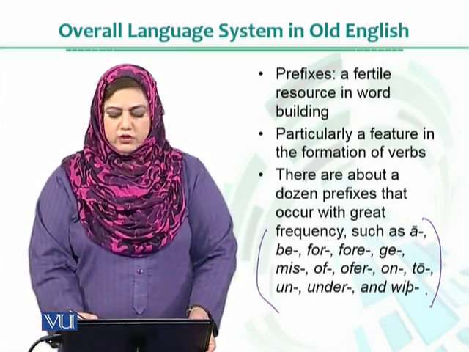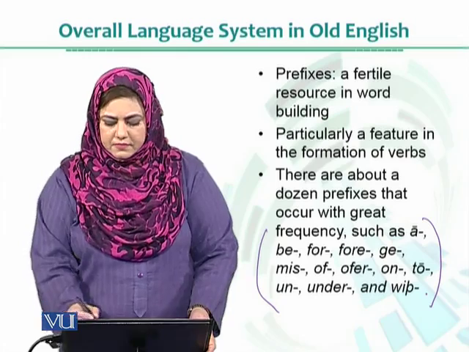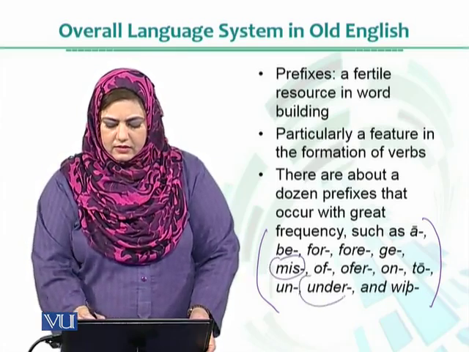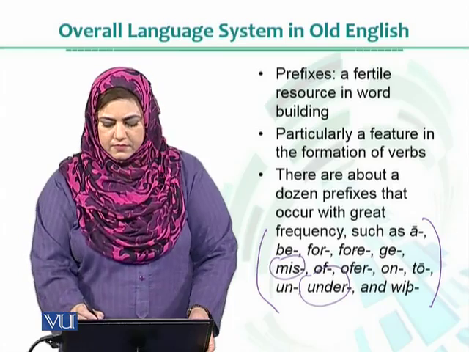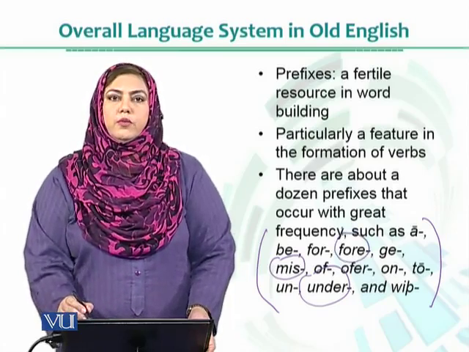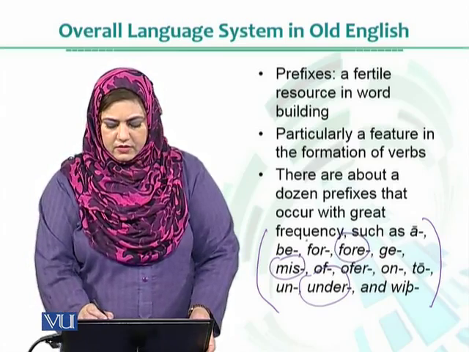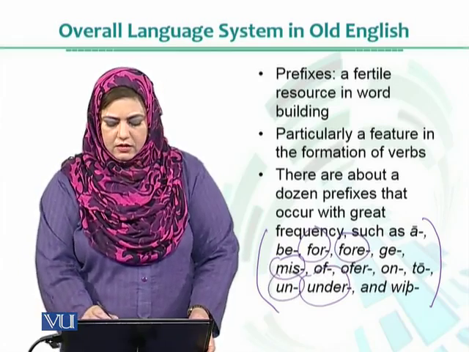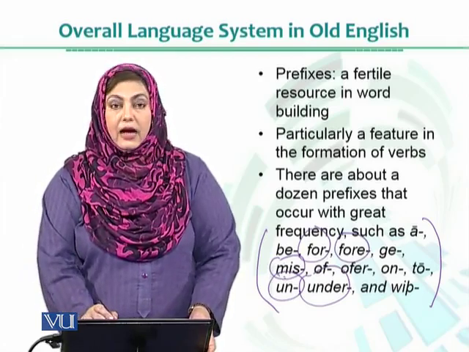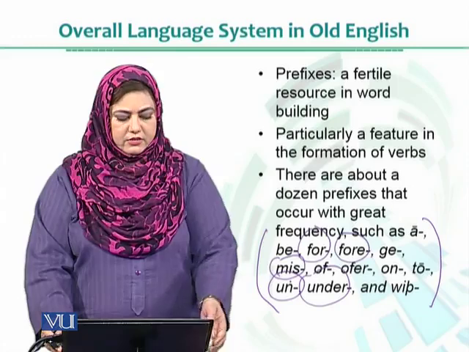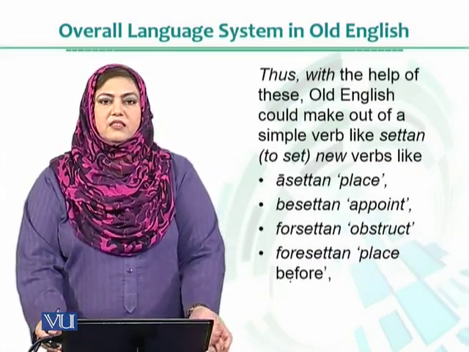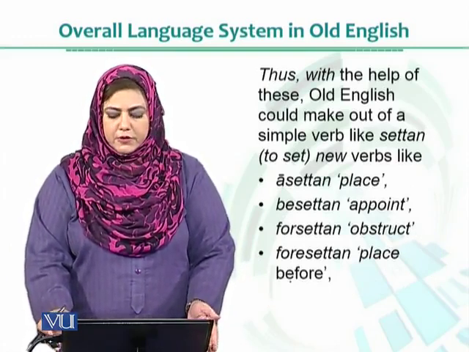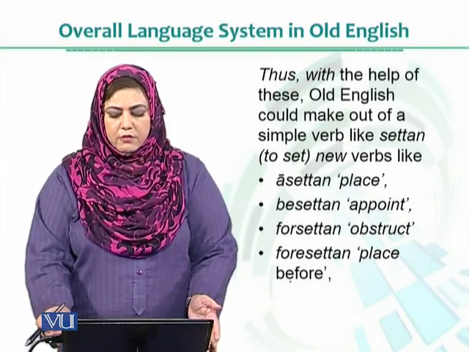These were the prefixes that were used to make words. So, for example, misunderstanding, underestimate, forward, unlikely, unluckily, unfortunately, etc. Thus, with the help of these Old English examples of prefixes and suffixes, a lot of verbs could be created and the simple verbs would be given different forms.